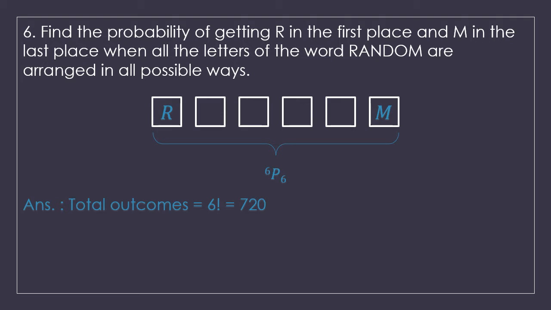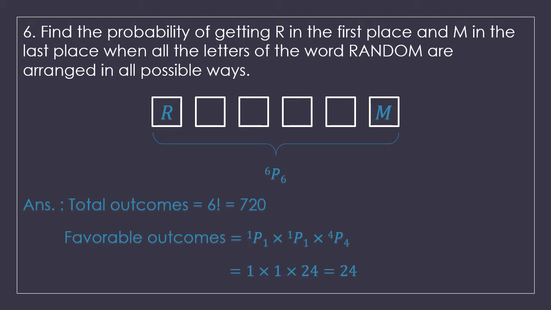Similarly, M in the last place, that means one character at one place will make it 1P1. And the remaining 4 characters at 4 places will make it 4P4. So favorable outcomes here will be 1P1 multiplied by 1P1 multiplied by 4P4. R at first place, M at last place, and remaining 4 characters at the remaining 4 places. So 1 into 1 into 24 will make it 24. So the favorable outcomes here are 24.